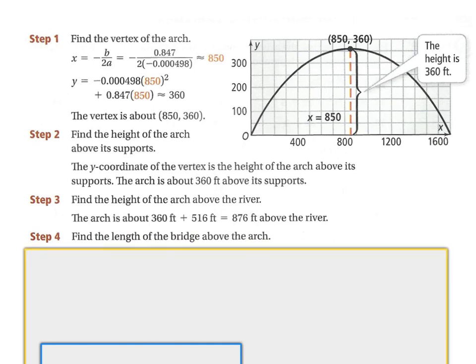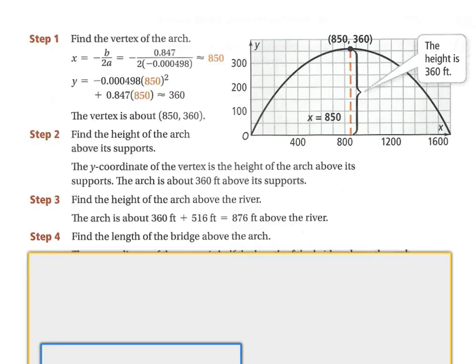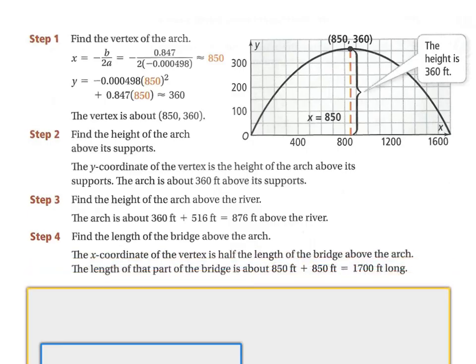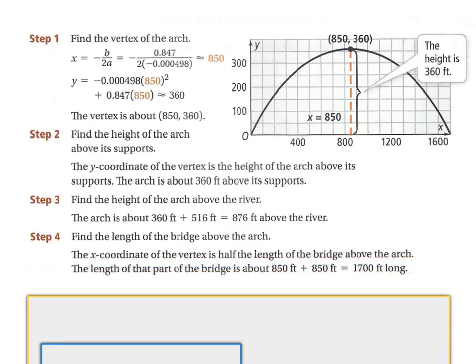And then the X value is the length of the bridge. Well, it's half of the length of the bridge because the vertex is in the middle. So we take the 850 and we double it, and we get 1,700 feet for the length of the bridge that's above the arch. And that finishes it up.